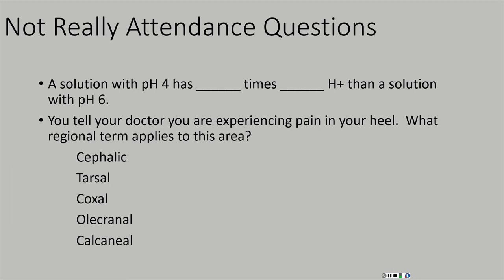Next, you tell your doctor that you are experiencing pain in your heel. What regional term applies to this area? And here we have some choices. Well, cephalic means head, so it's not that. Tarsal is ankle, so we're getting close, but that's not it. Coxal is hip. Olecranal is elbow. Calcaneal is the heel. So when you tell the doctor that you have pain in your heel, he's going to say that there is pain in your calcaneal region.